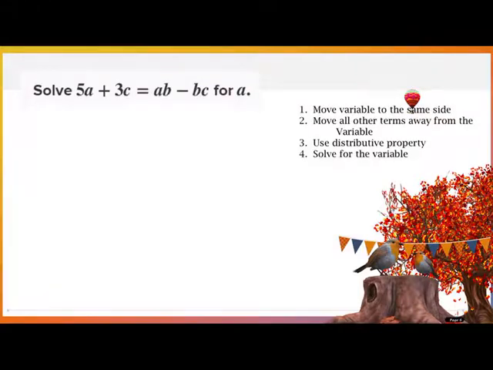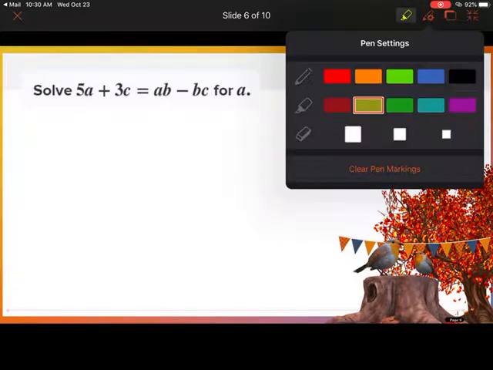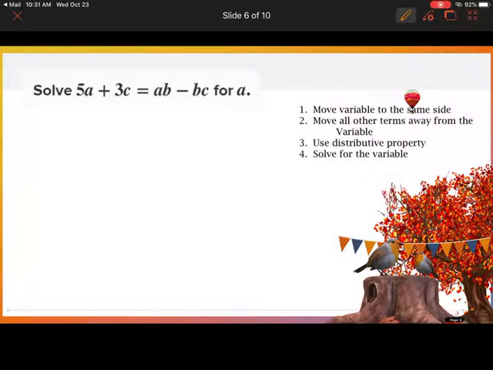So here we need to move the variable to the same side. So I'm solving for A, so I need to move the variable to the same side. So I'm going to subtract AB from both sides. So that leaves me with 5A minus AB plus 3C equals negative BC.